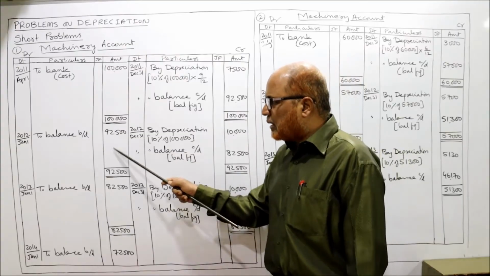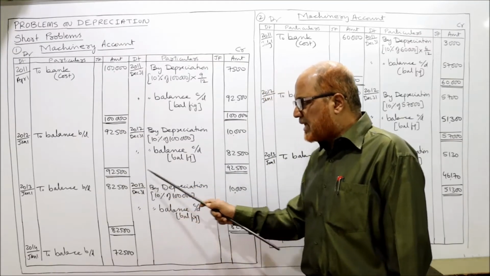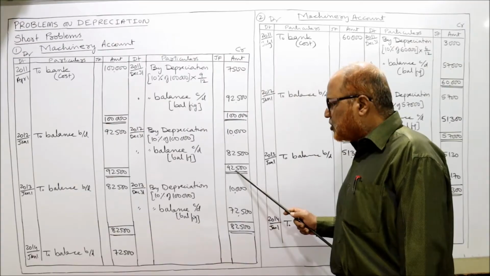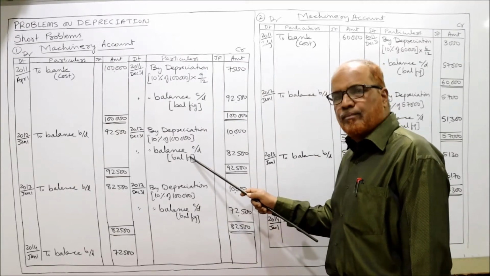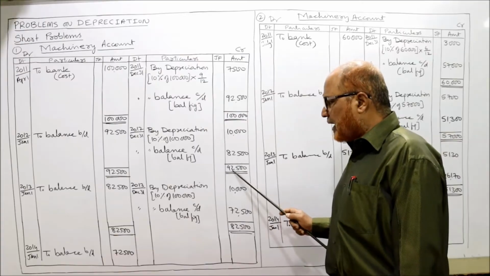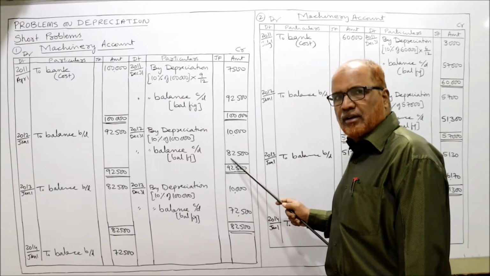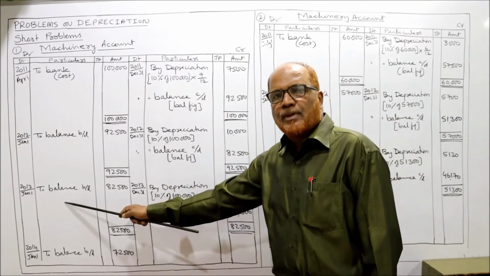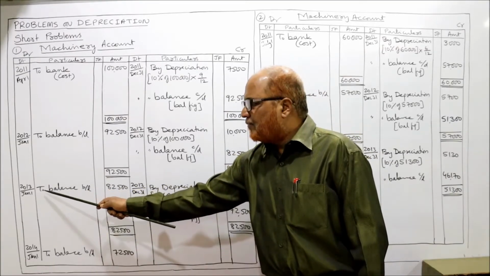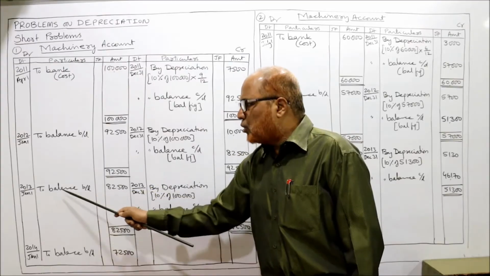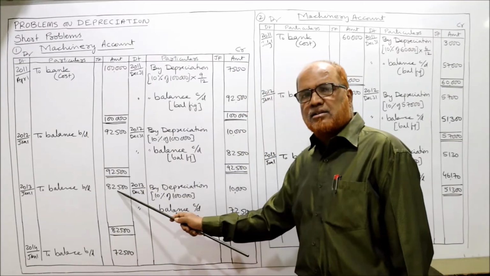Now take the total on the debit side, 92,500. Same line you write 92,500. 92,500 minus 10,000, 82,500 by balance carried down. Balancing figure. So 92,500 minus 10,000, 82,500. Take it to the debit side. 2013 January 1st, new year starts. 1st January 2013, to balance brought down 82,500.